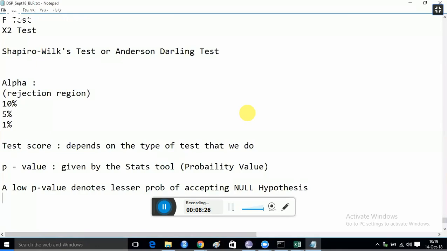That's the statement. But also you have to check like this. P-value, if it is less than alpha, then what will we do? Reject null.